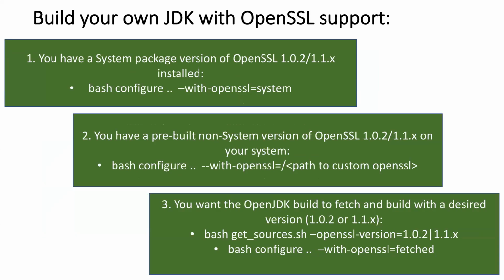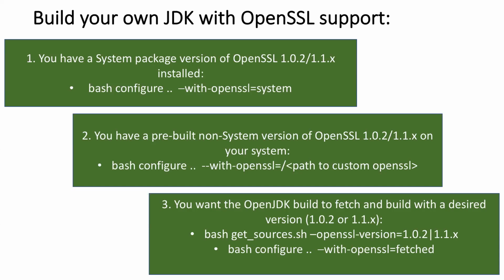Okay, if you want to build your own JDK with OpenSSL support, there are 3 ways you can do this. If you want to build one that makes use of a system packaged OpenSSL on the target runtime, then you need to use the configure option with-openssl=system, which will configure the make and build of your JDK to assume that the runtime will find the OpenSSL libraries on the target system.